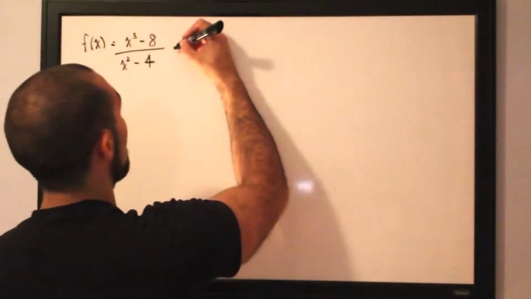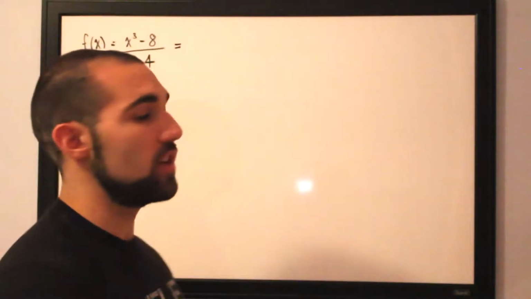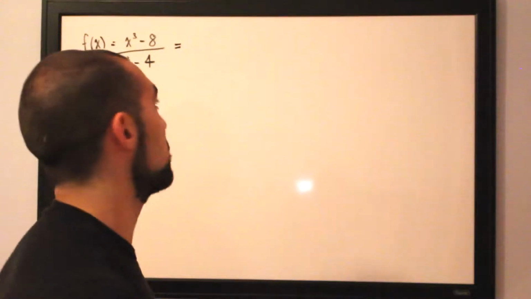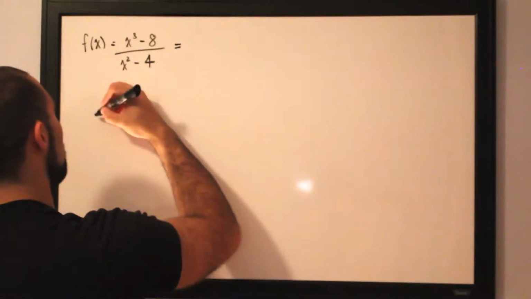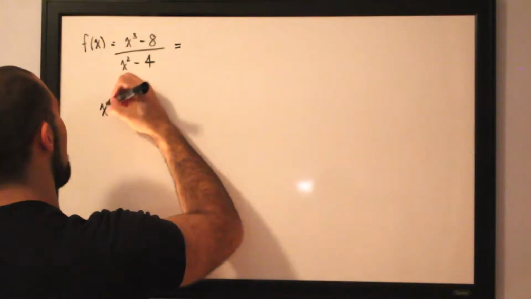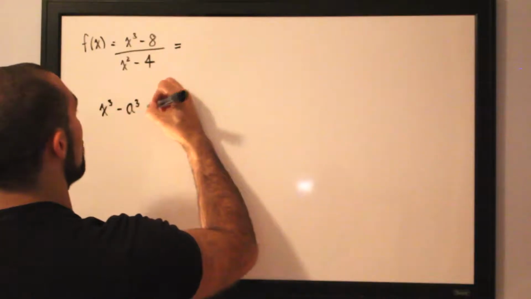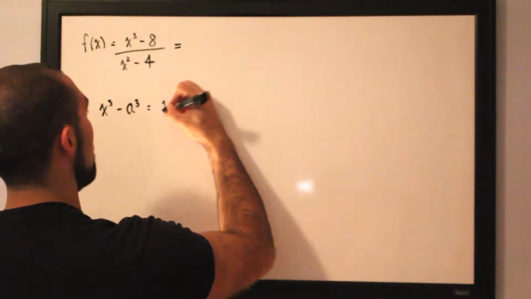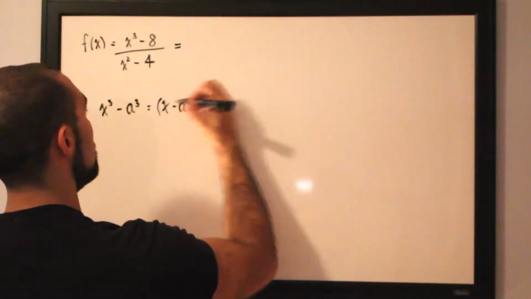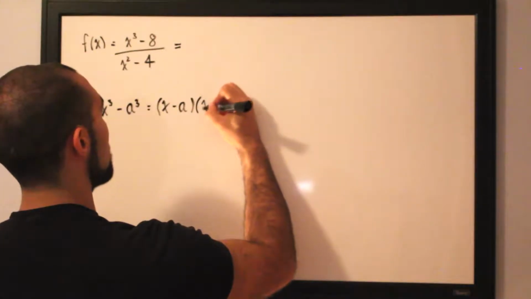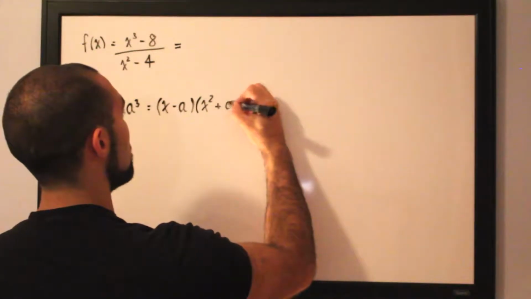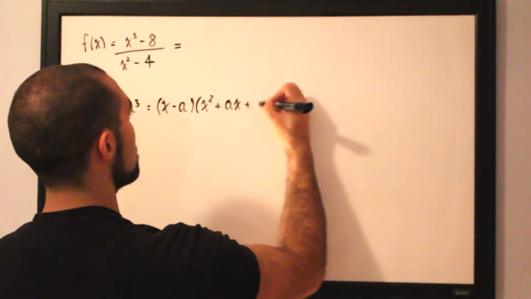So if we wanted to factor the numerator, this is a difference of cubes, so it can be factored using the following formula, where x to the third minus a to the third is equal to x minus a multiplied by x squared plus ax plus a squared.